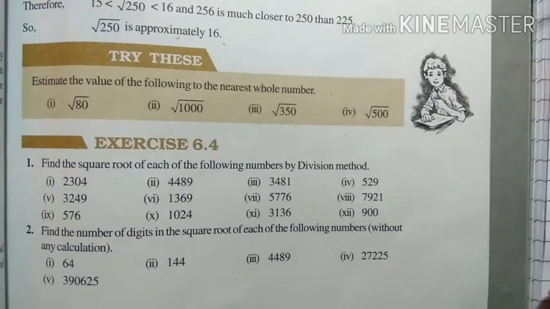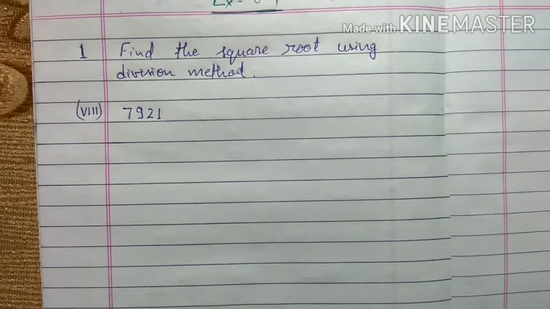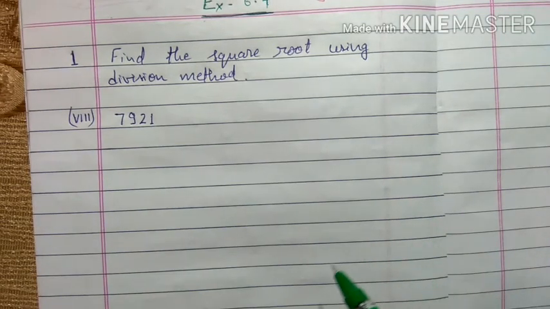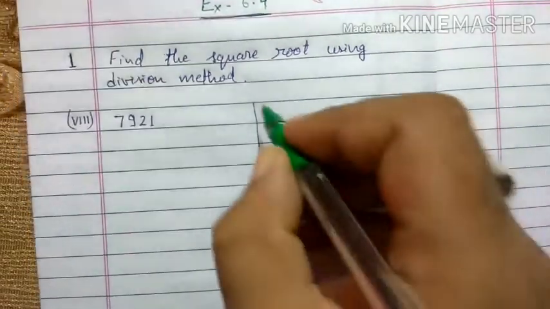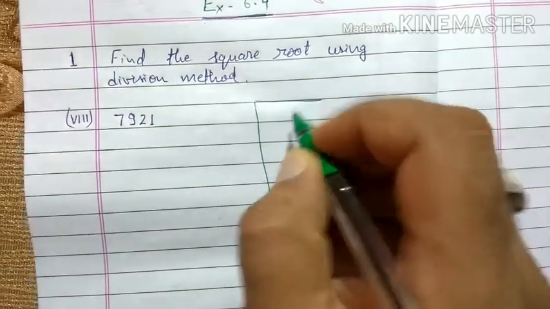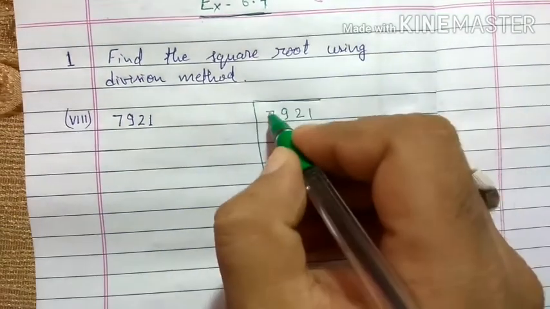I am going to solve one question from question number 1, that is the 8th part, 7921, just for a recap. So this is question number 1, 8th part. In this question we have to find the square root using the division method. So first of all we have to draw a column like this in which we are going to do division and find the square root of 7921.